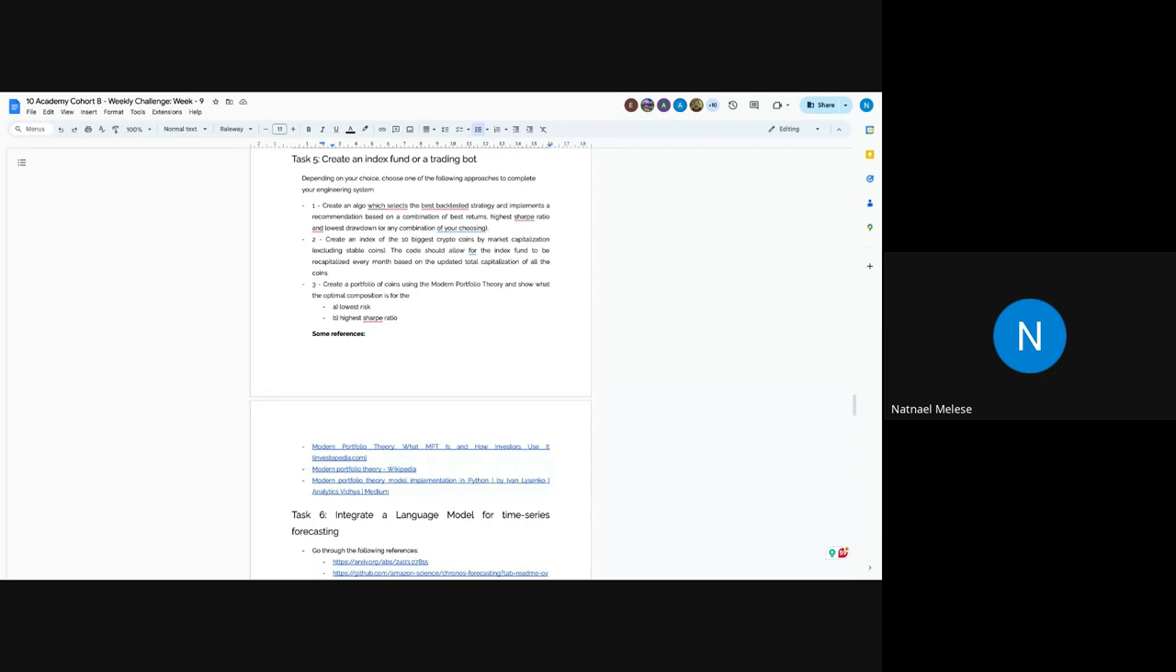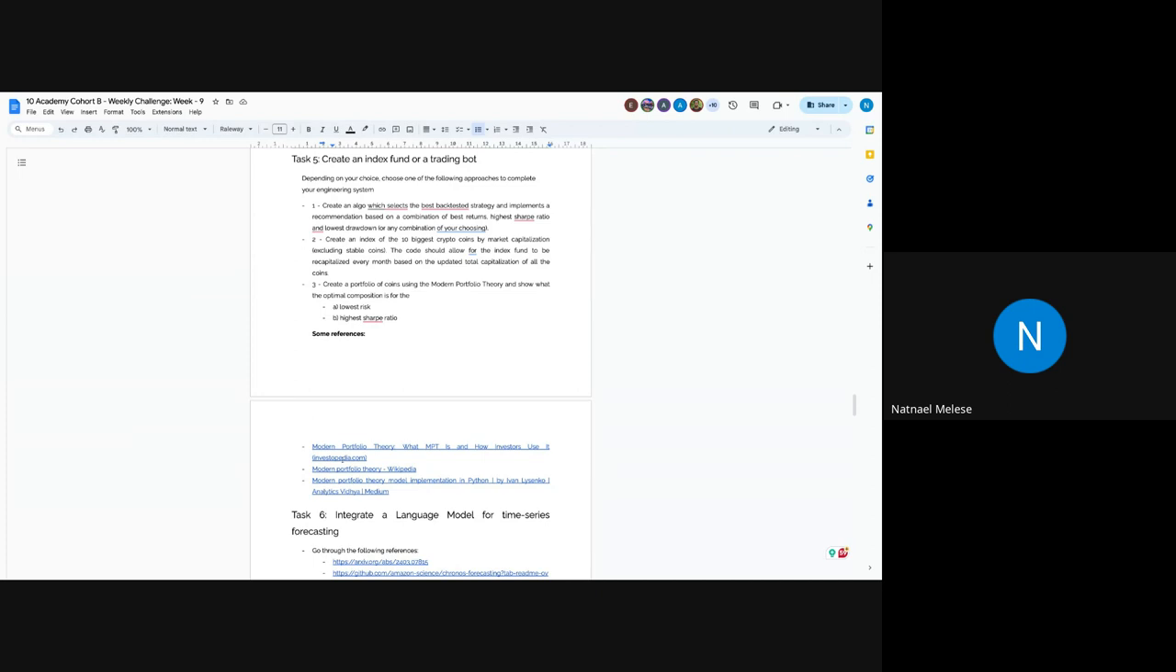So for example, you can start from any of the crypto coins, and the next step is for the index fund to be recapitalized every month based on the updated total capitalization of all the coins. For example, you have to create a portfolio of coins. You'll understand these whole concepts as you read more and dive deeper, which means it will be much clearer how to do each and every task.